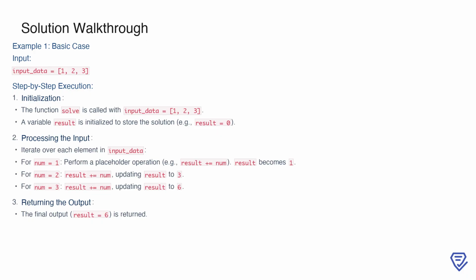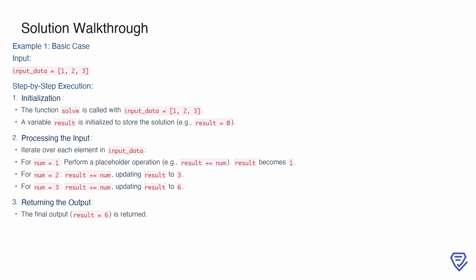To start, we are given the input data [1, 2, 3]. The function solve is called with this input, and we initialize a variable, result, to 0. This variable will be used to store our cumulative solution. Next, we process the input by iterating over each number in the array.